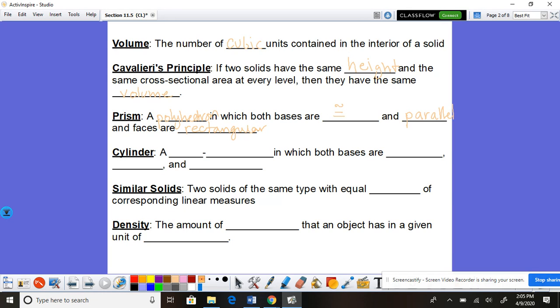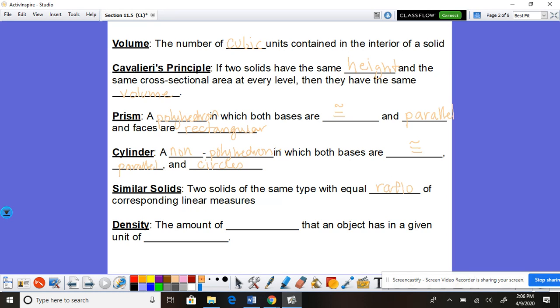All right, a cylinder is, once again, a non-polyhedron, as we discussed in section 4, in which both bases are congruent. They are also parallel. And what makes it a cylinder is they are circles. Similar solids: two solids whose corresponding side lengths have the same ratio.